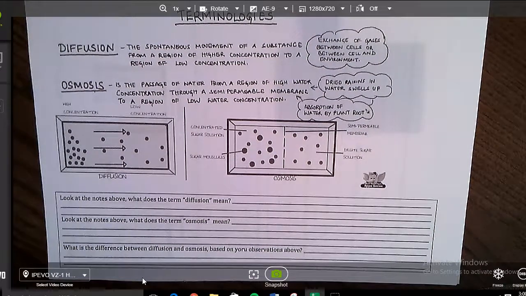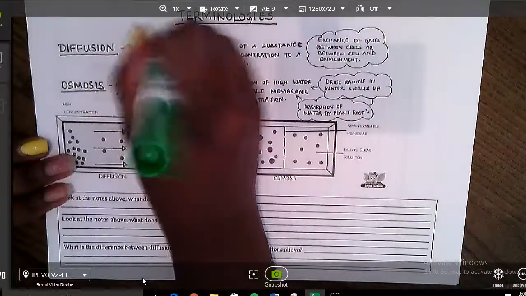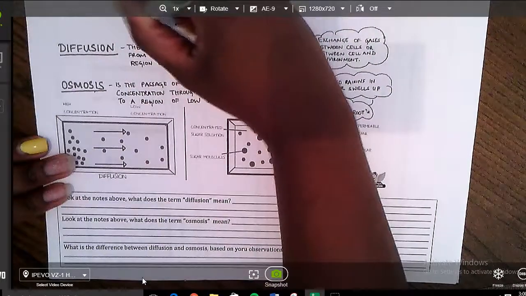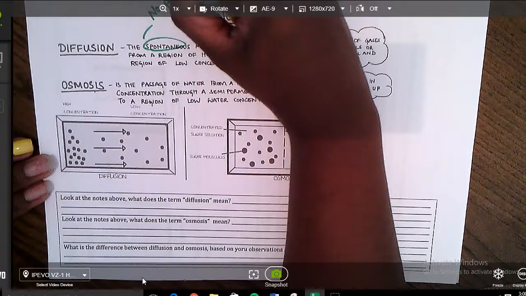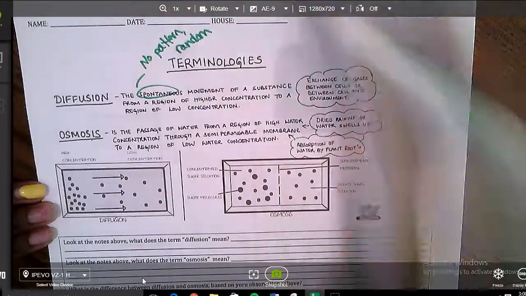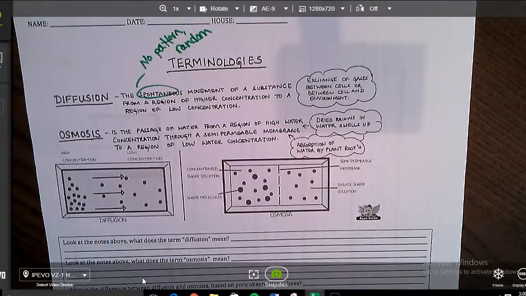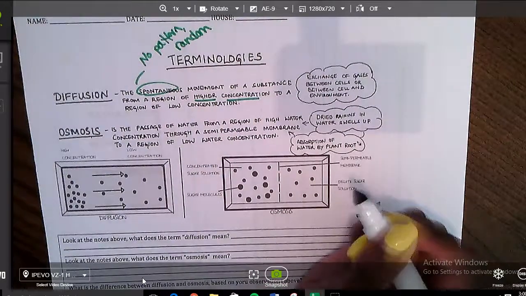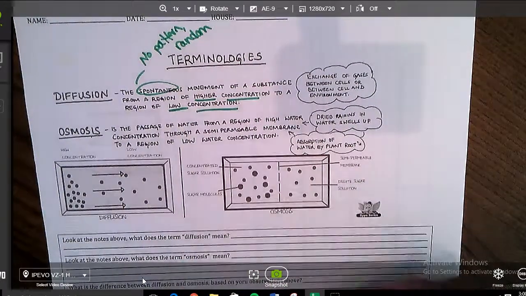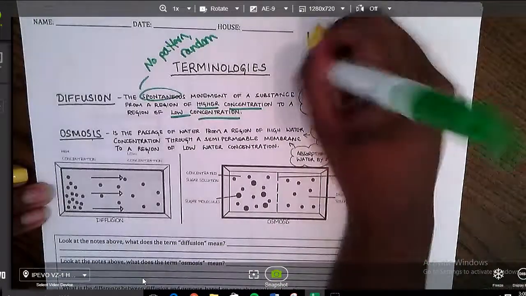So diffusion, this is the spontaneous. When we say spontaneous, it means that there's no pattern. It's random. Things are moving all over the place. So no pattern, it's random. So the spontaneous movement of a substance from a region of higher concentration to a region of low concentration. So what does that mean?